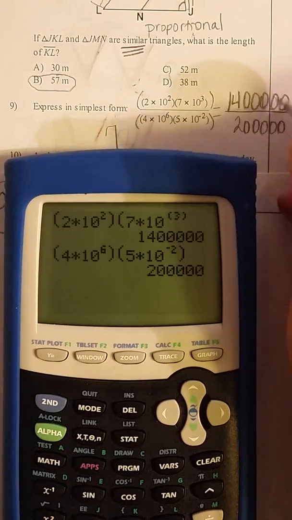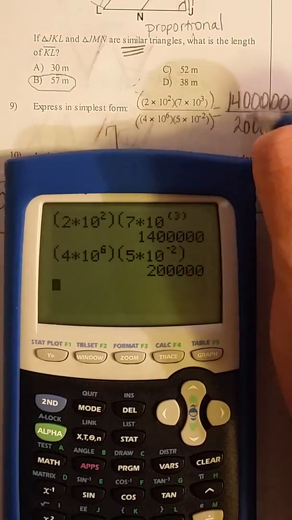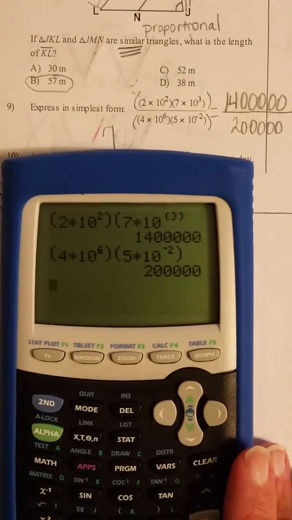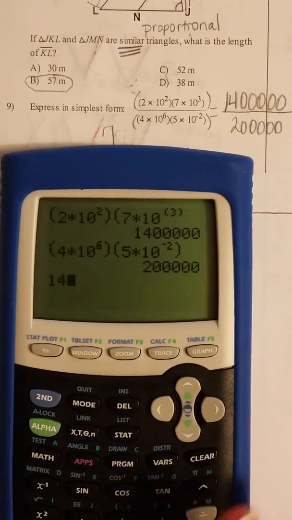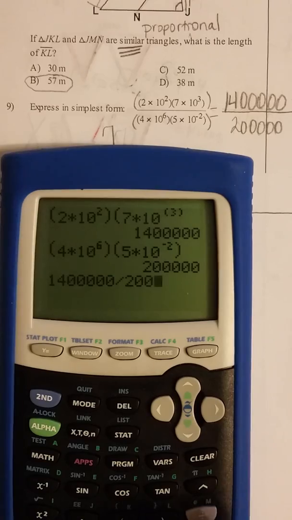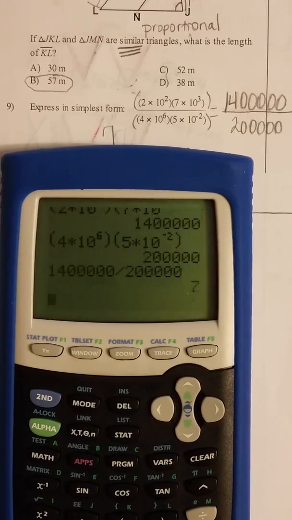And if you're a canceller, you would notice that you can cancel all those zeros out and just have 14 divided by 2. If you're not a canceller, you could go ahead and type all that in your calculator. 14, 1, 2, 3, 4, 5 zeros, divided by 2, 1, 2, 3, 4, 5 zeros, and hit enter. It also simplifies to 7.